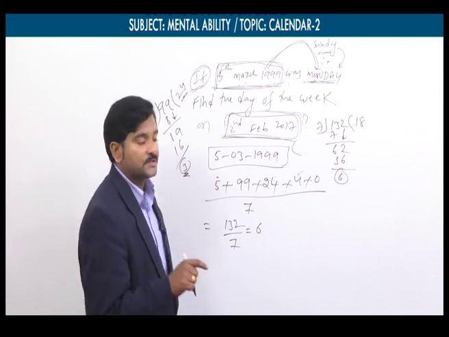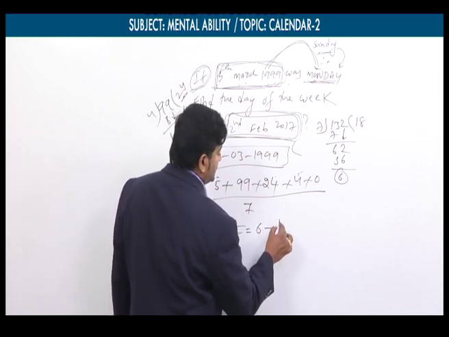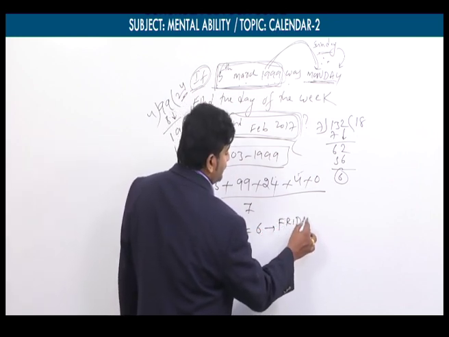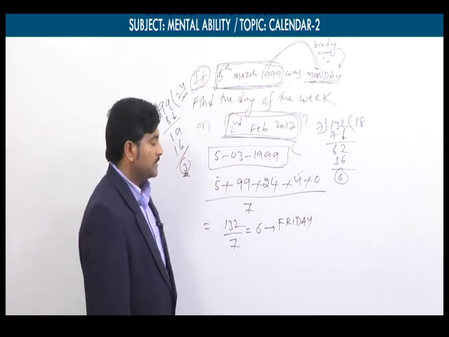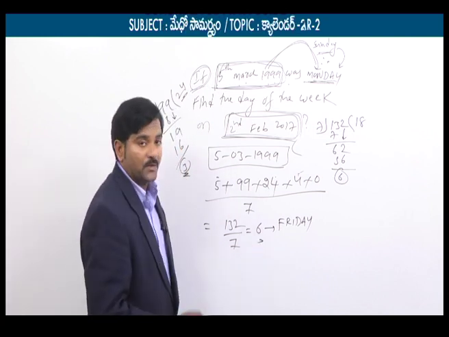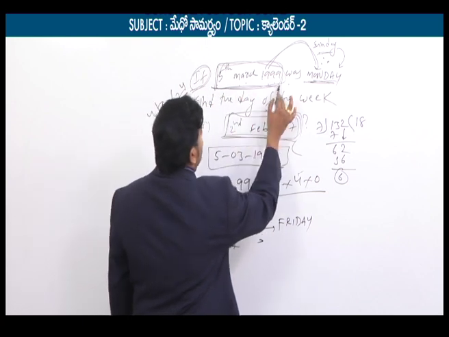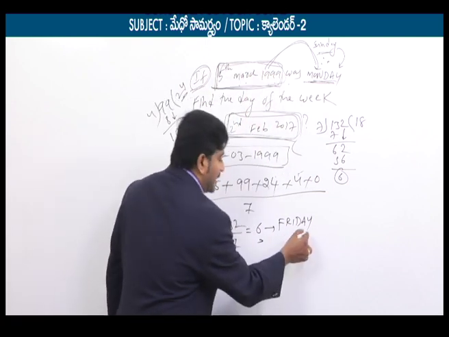According to days codes, if you will get remainder 6, what could be this day? This day is equals to Friday. You need to have a idea for the dates. Okay, so this day is Friday. Which day is Friday? Is the 6th day is Friday? No. 5th March 1999. 5th March 1999 is Friday.